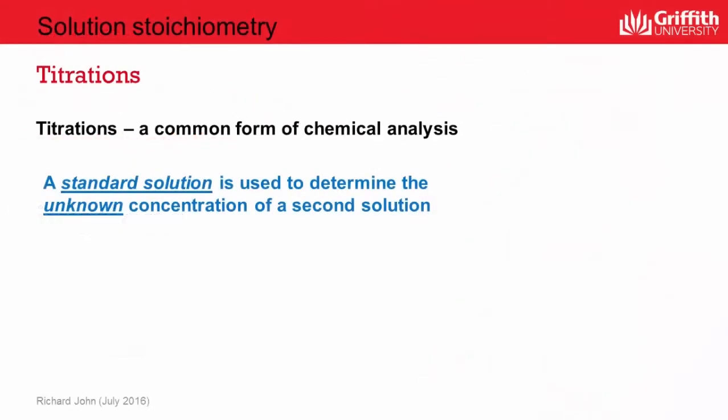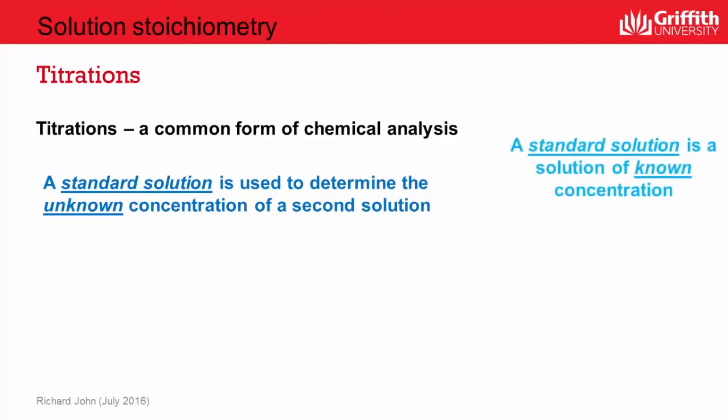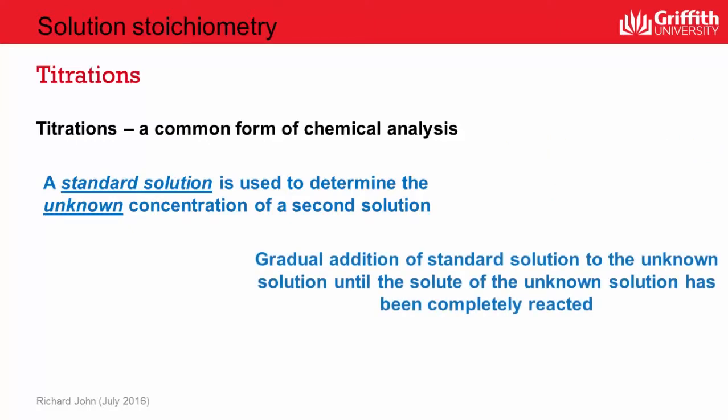In a titration, a standard solution is used to determine the unknown concentration of a solute in a second solution. And a standard solution is a solution where we accurately know the concentration of a particular solute. A titration involves the gradual addition of the standard solution to the unknown solution until the solute of the unknown solution has been completely reacted.